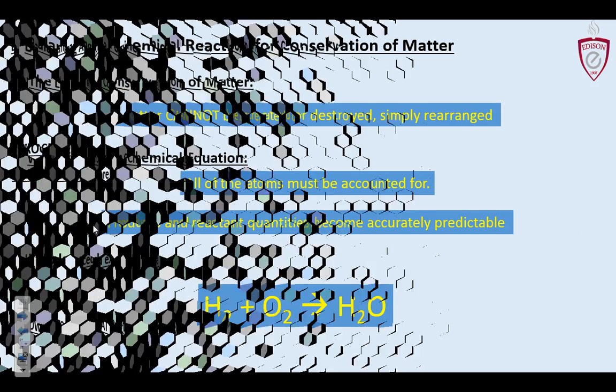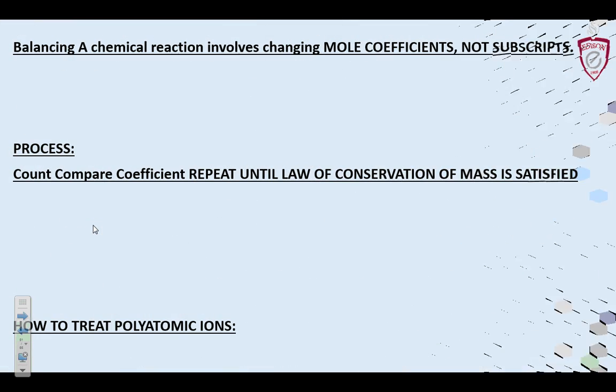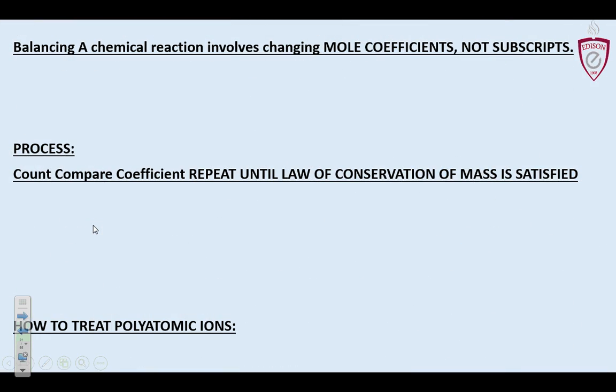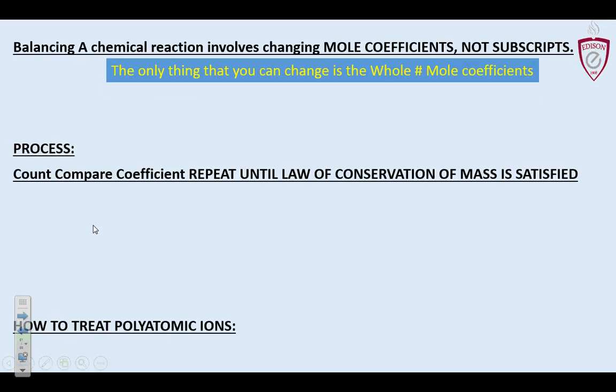So, how do we do these? Balancing a chemical reaction involves changing mole coefficients. The rule is the only thing I'm allowed to change is that whole number coefficient in front. Like a blank in front of NaCl. You can only change the number that goes in front. You cannot change subscripts. Those are untouchable.